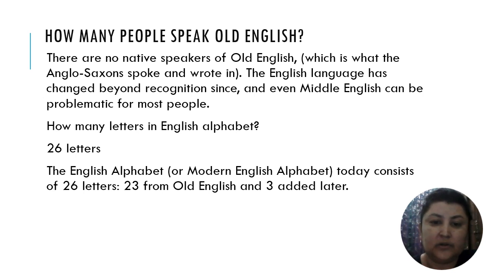How many letters in the English alphabet? 26 letters. The English alphabet, or modern English alphabet, today consists of 26 letters, 23 from Old English and 3 added later.